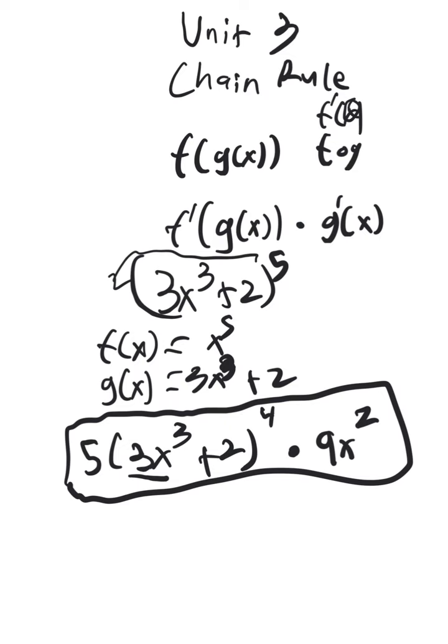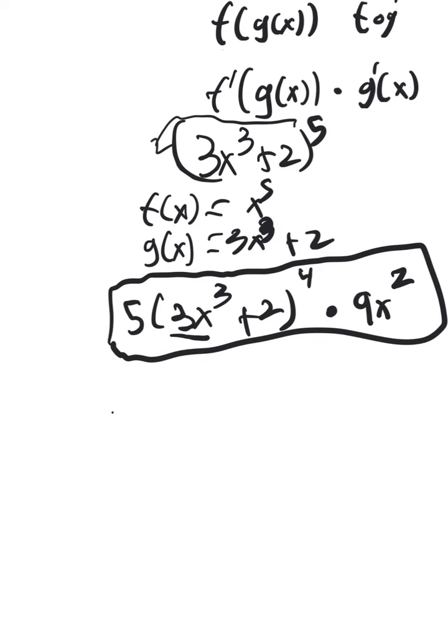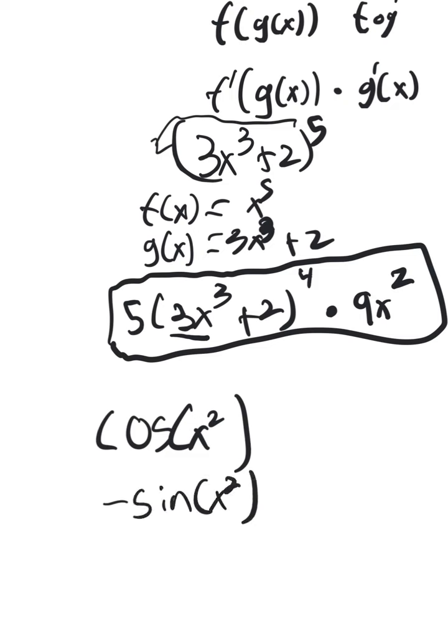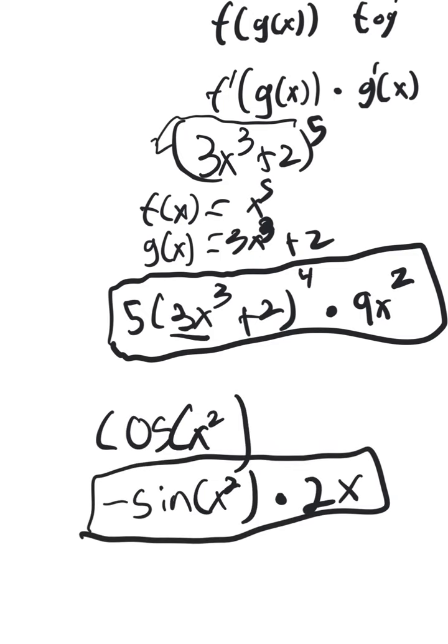Now another example of this would be something like cosine of x squared, where you'd first take the derivative of the outer function, cosine, and then you get negative sine of x squared. But then since the x squared is not just x, it's not just sine of x, you have to multiply by its derivative, so times 2x. And then this is your derivative of cosine of x squared.